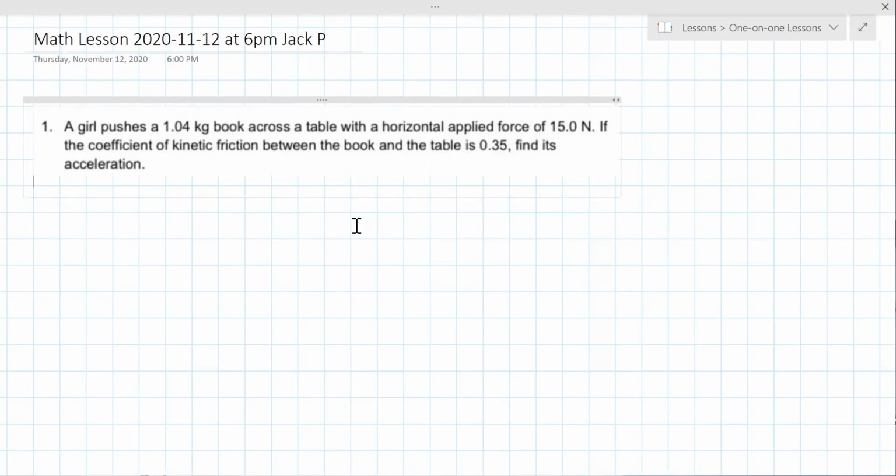A book is pushed across a table with a horizontal applied force of 15 newtons. If the coefficient of kinetic friction between the block and the table is 0.35, find its acceleration.